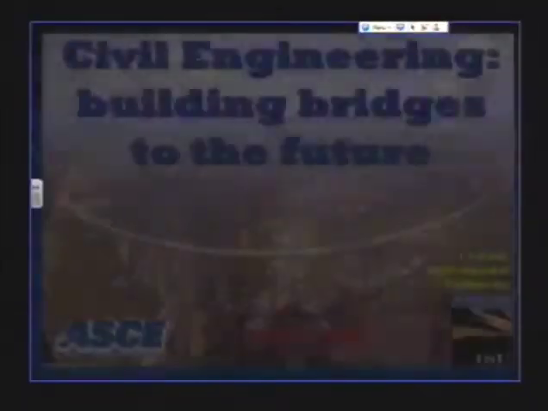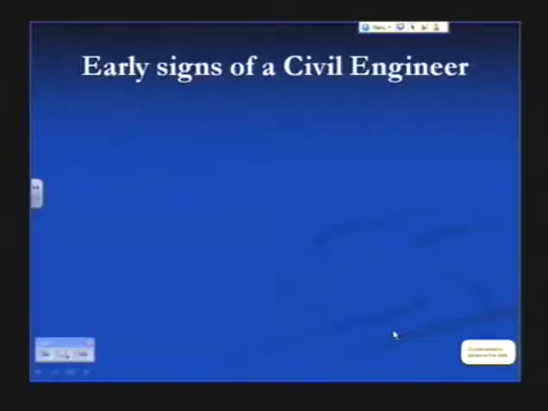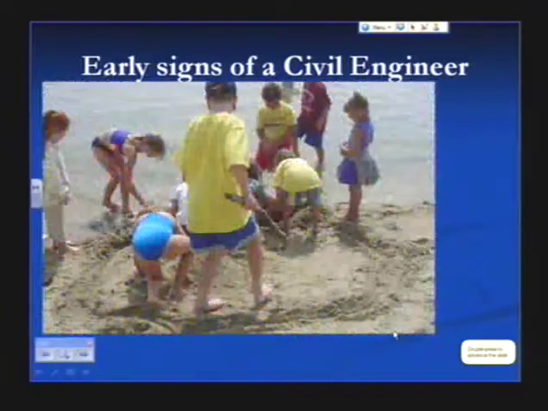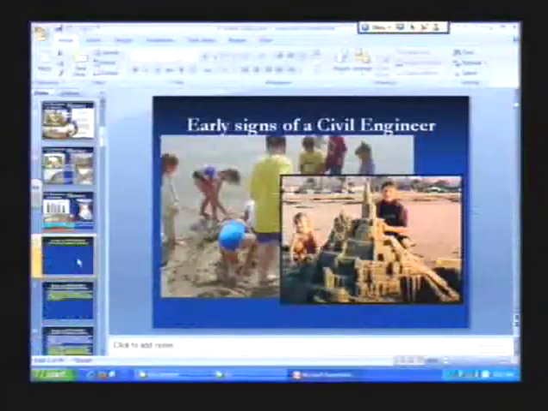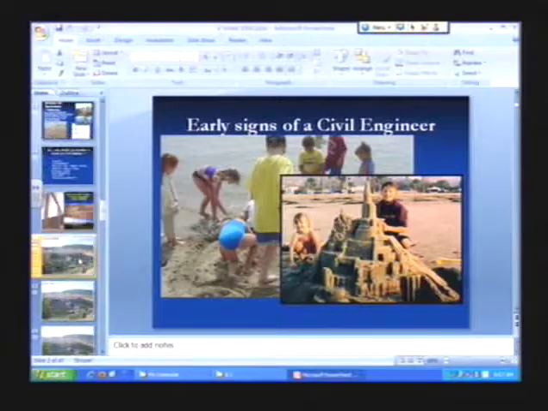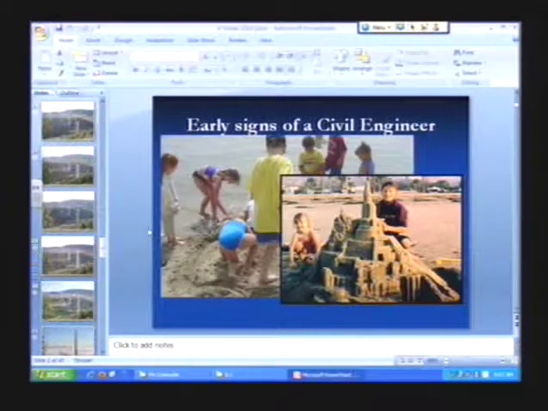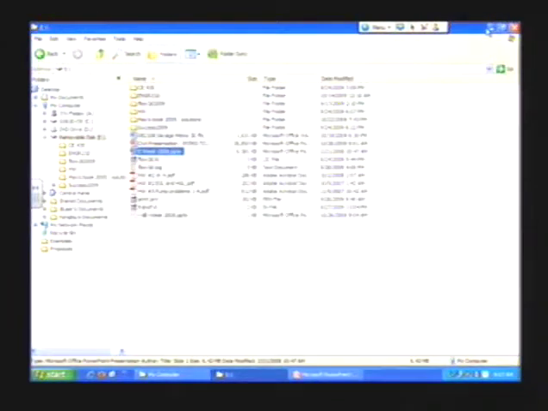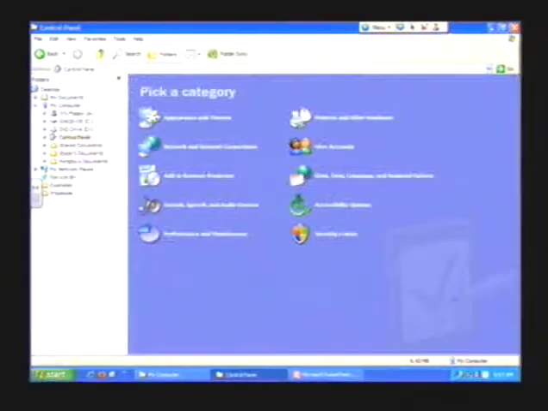Building a bridge to the future. All right, here we go. Early signs of a civil engineer, okay? If you were someone, you know what? I'm starting to get a little paranoid now that I don't have the right presentation up here. As a matter of fact, I don't. I apologize. I'll have to go back to my original one here.